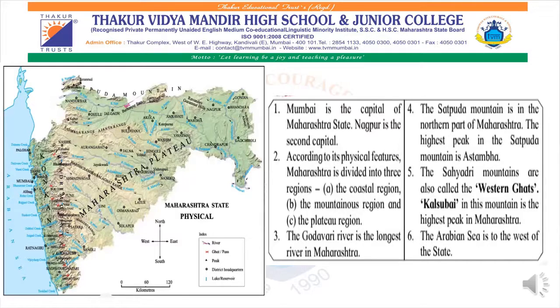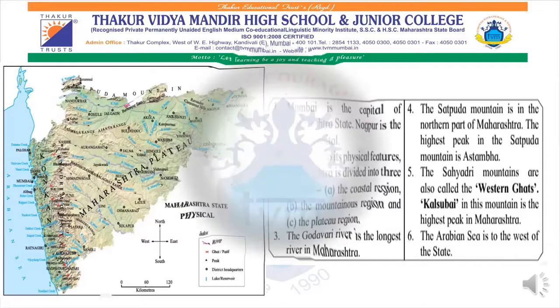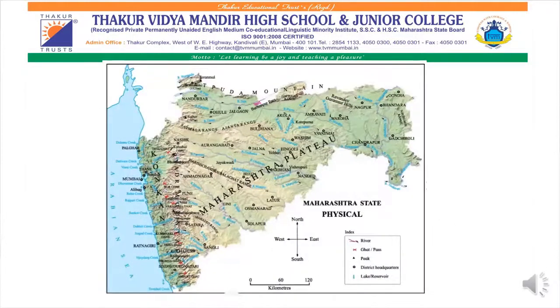Then the Arabian Sea is to the west of the state. On the left hand side you can see the Arabian Sea colored with blue. So this is all about Maharashtra and its physical features. Observe the physical map of Maharashtra because we have to answer a few questions. In your textbook there are 12 questions given for map reading. We have to study the map carefully and answer those questions.